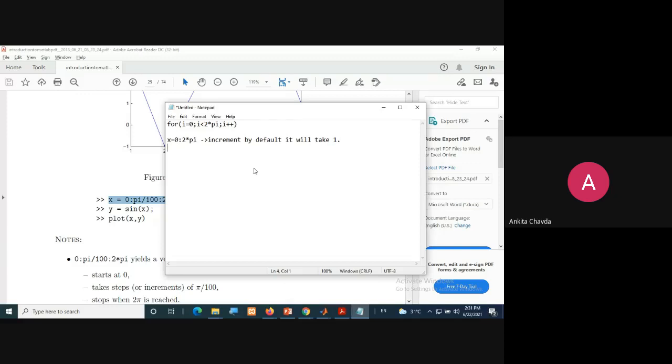But if you wish to specify, then in between these you need to write the increment also. I want to increment by pi by 100. So pi by 100 is your increment, and then it will continue till 2 into pi. I hope you are getting what we are doing.